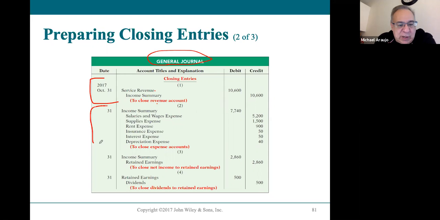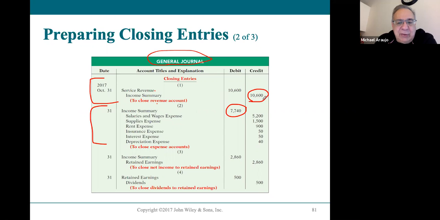The second step is we close all the expense accounts. Notice the expense accounts now have equal numbers of credits. And so all of the expenses are now moved to income summary. But look what's happening. Income summary looks like the income statement, right? Remember that income statement that we just looked at from Learning Objective 4A.